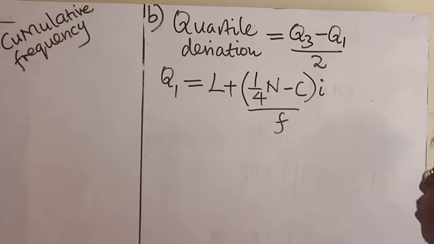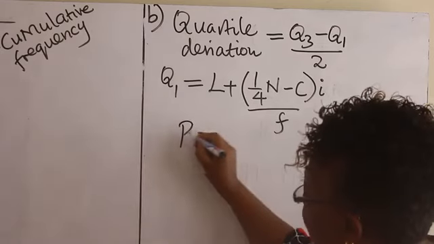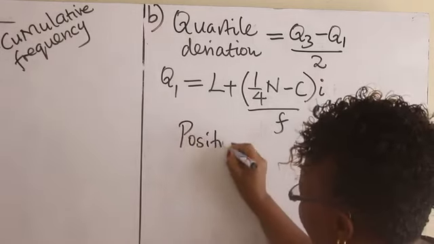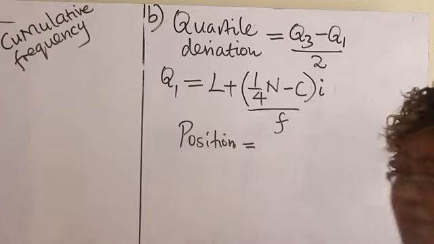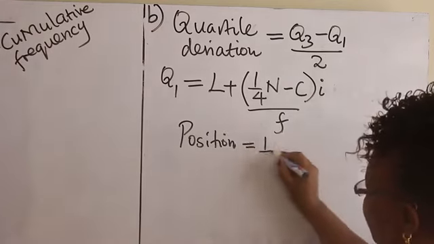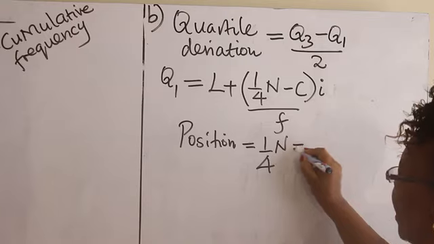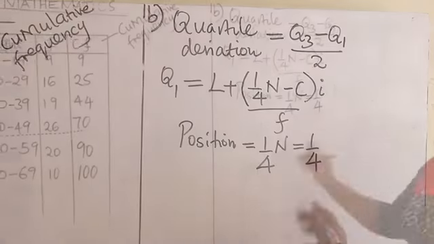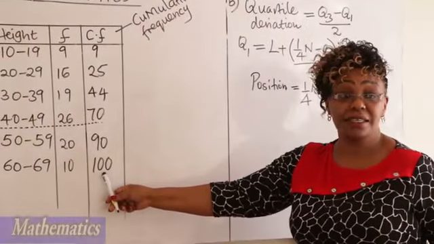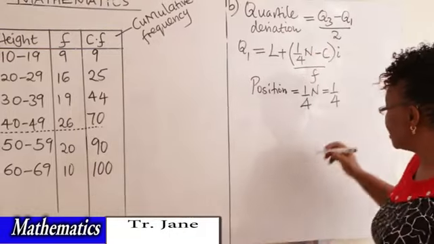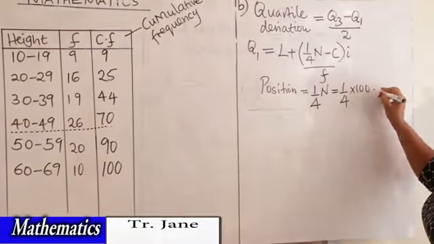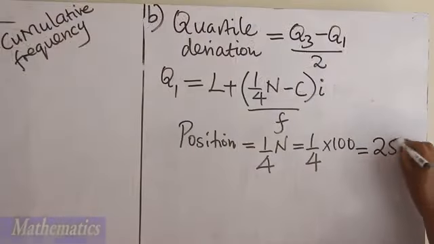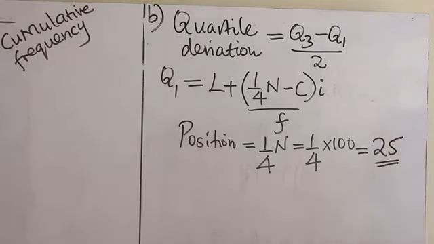And therefore, we first look at the position of the lower quartile. What is the position? We say that its position is a quarter of N. Our N is 100. And therefore, learner, you'll see that our lower quartile falls on the 25th position.